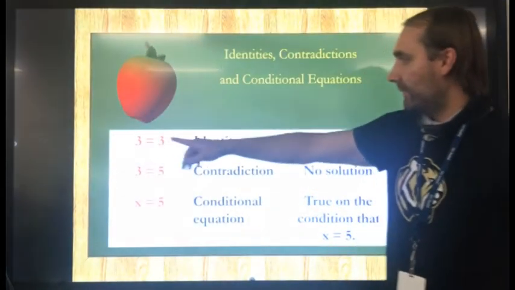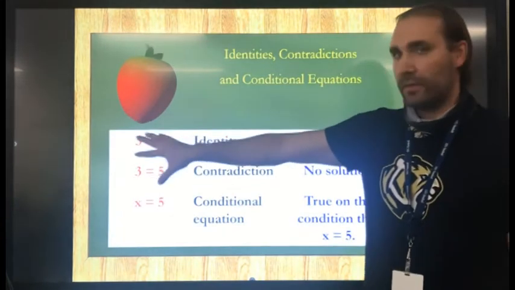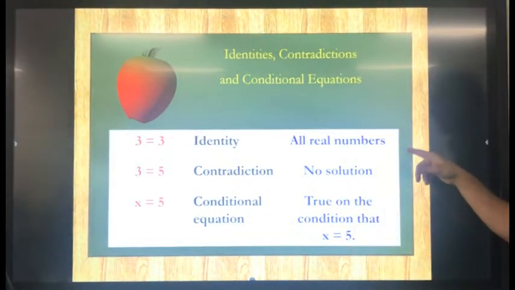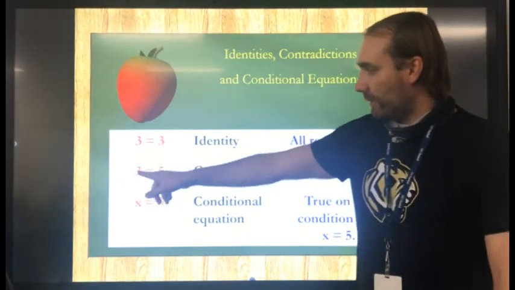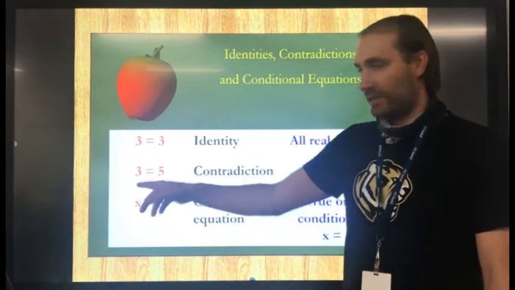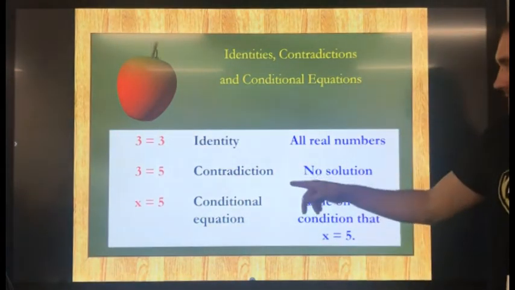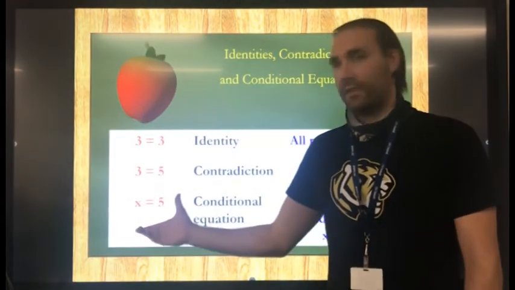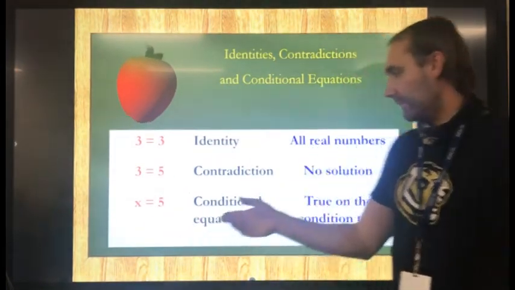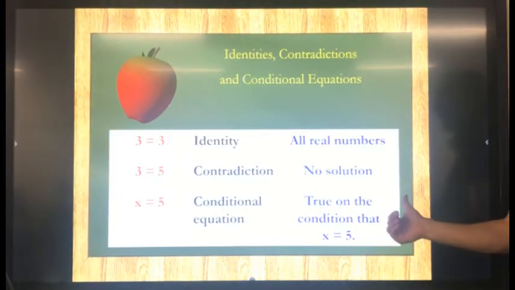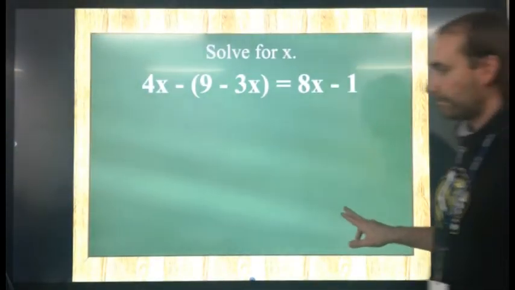The identity looks like this at the end: a number equals the same number. Your solution is all real. A contradiction could look like 3 equals 5, or 7 equals 11. That's a no solution. Or, like we're used to, x equals 5, x equals a number. That is conditional. That's just one true value. So let's look at a couple of examples of these.